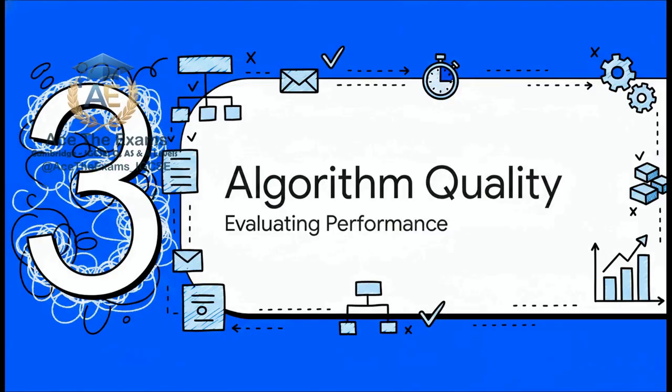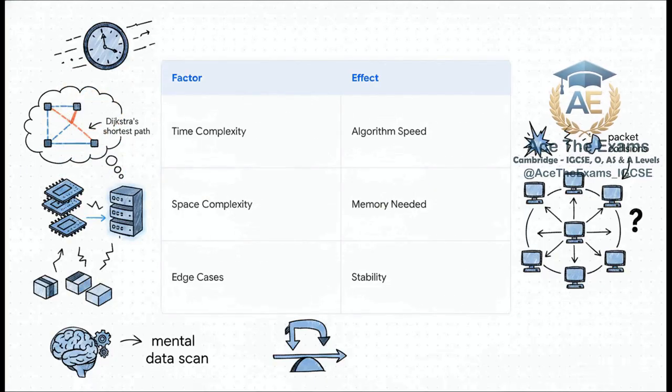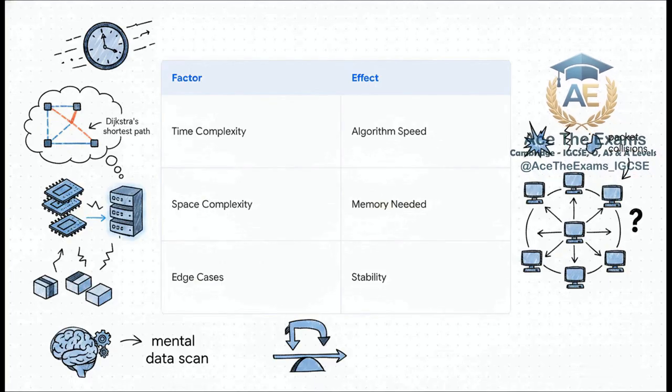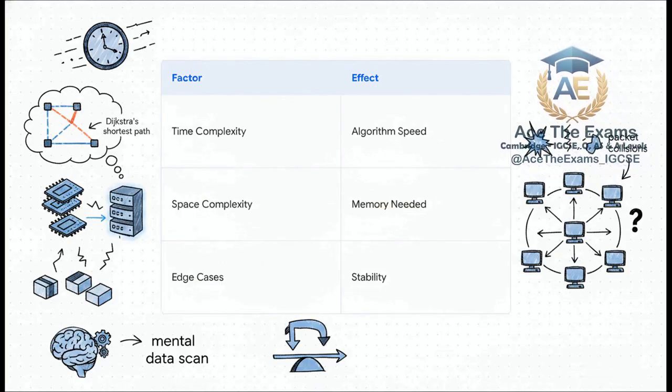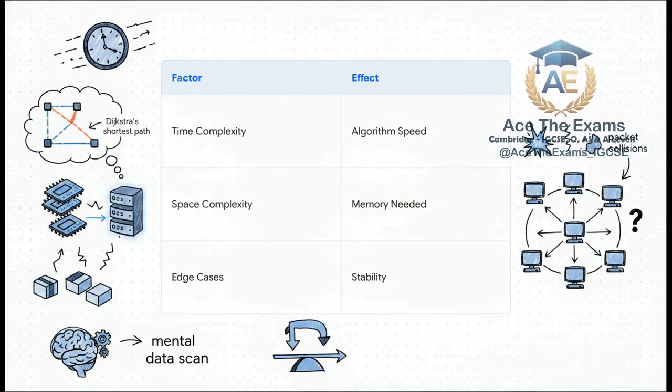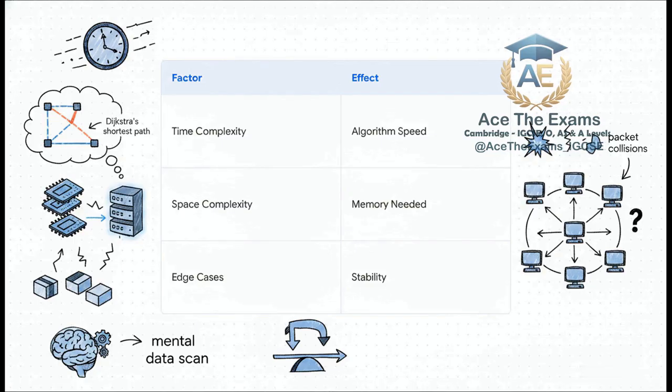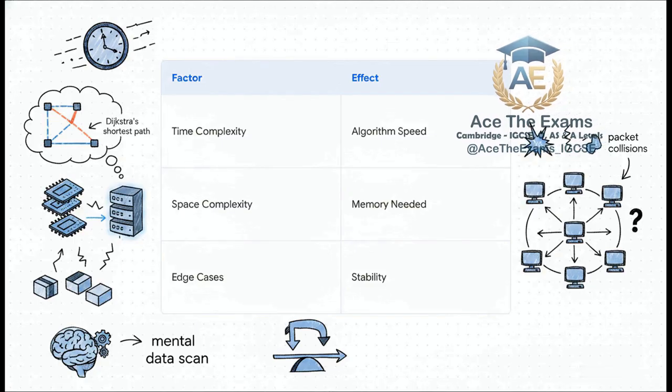Part 3. Evaluating Algorithm Quality. Okay, I'm going to challenge you right now. Do a quick 60-second mental data scan of these 3 critical factors: time complexity, space complexity, and edge cases. I want you to think about how these strictly and directly affect network performance during packet transmission.